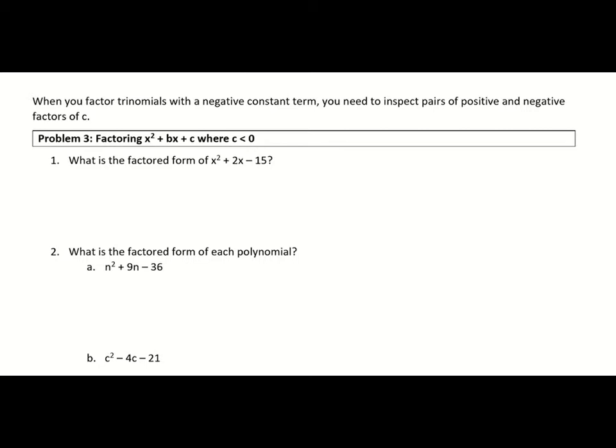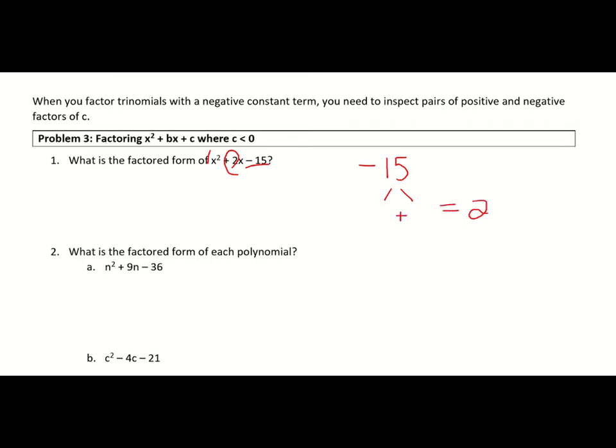Okay, our next problem, problem 3, number 1, we want to factor x squared plus 2x minus 15. We're going to take the number in front of x squared, in this case 1, and multiply it with -15. So 1 times -15 is -15. And we're going to need two numbers that multiply to -15 that add to the middle number 2.